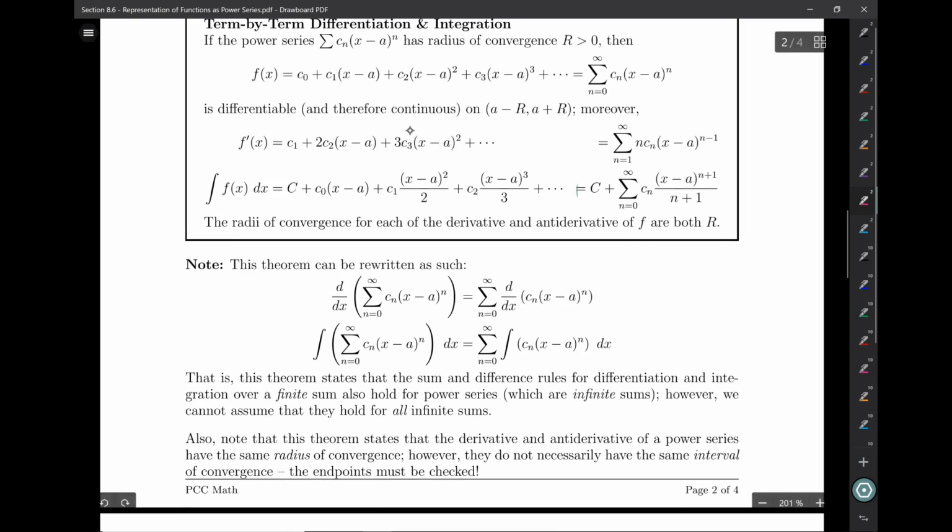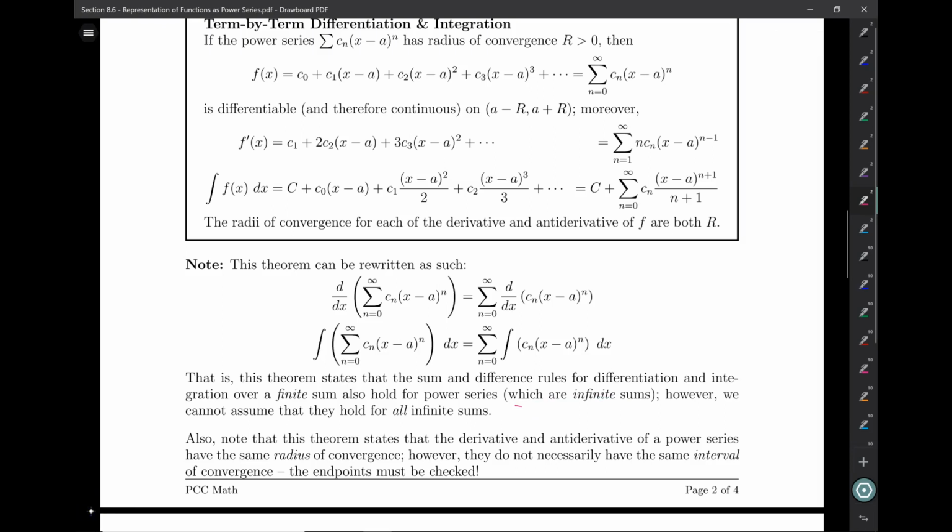So another way that we can write this is that essentially the derivative of an infinite sum is just the infinite sum of the derivatives. And similarly, the integral of the infinite sum is just the infinite sum of the integrals. So this is essentially the sum and difference rule, right, which we had for finite sums when we did Calculus 1. And the same holds with infinite sums, which of course are these power series.